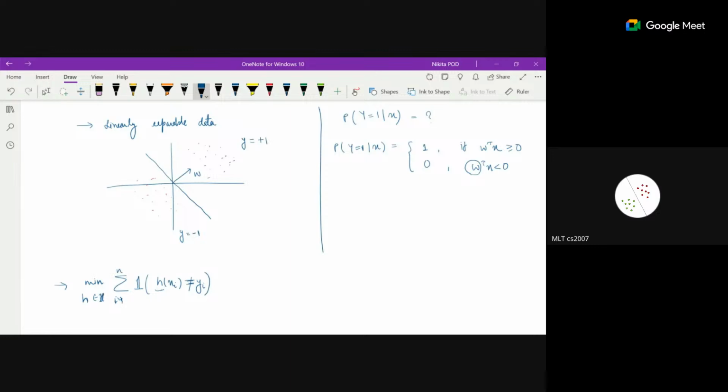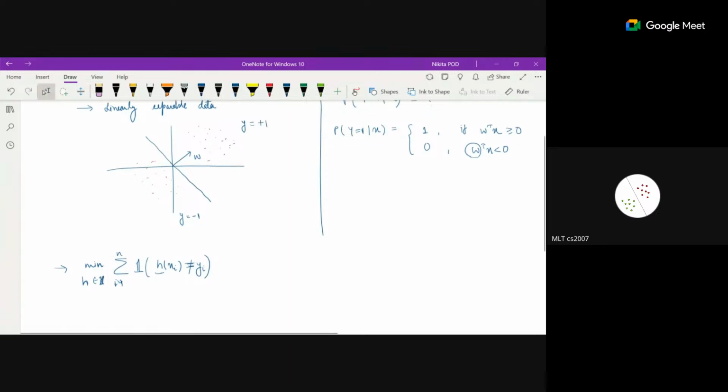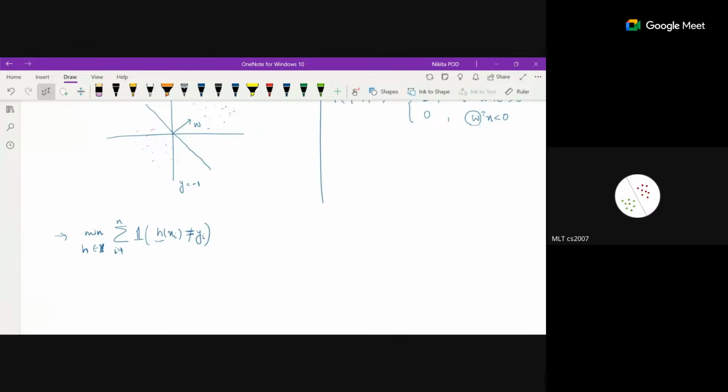I'm going to look at the set of all linear functions. But even in that case, as we said earlier, it's still very hard to solve this problem. Solving this problem of minimizing your loss function is still an NP-hard problem, even if you're just looking at the linear functions. So this H is the set of all linear functions.